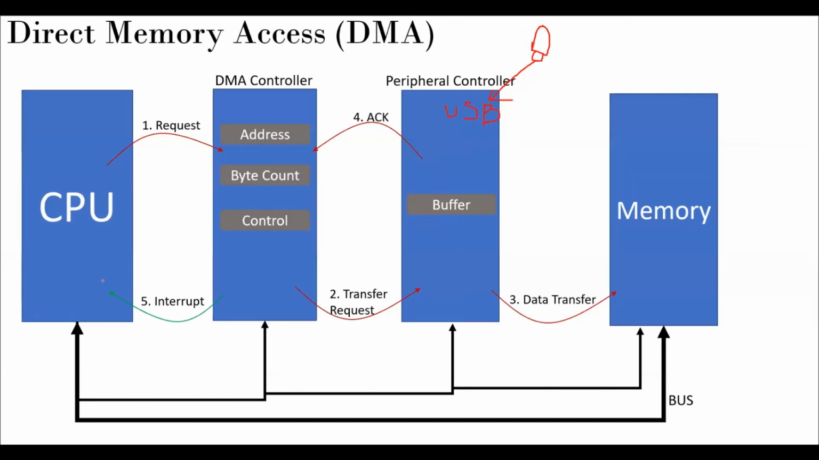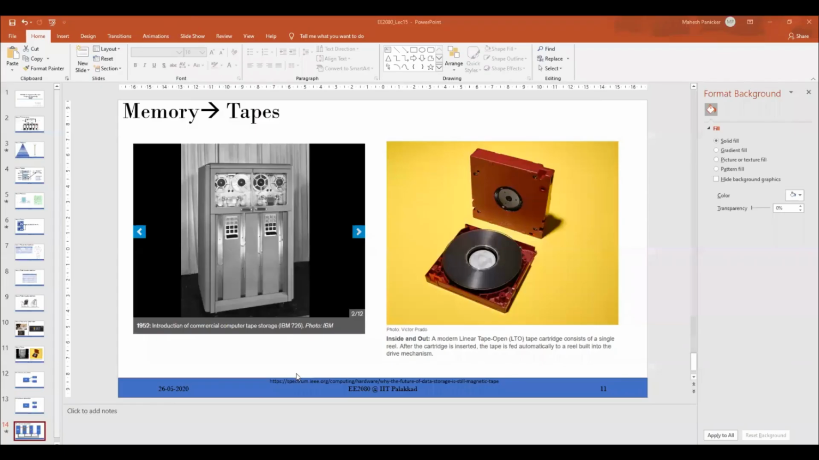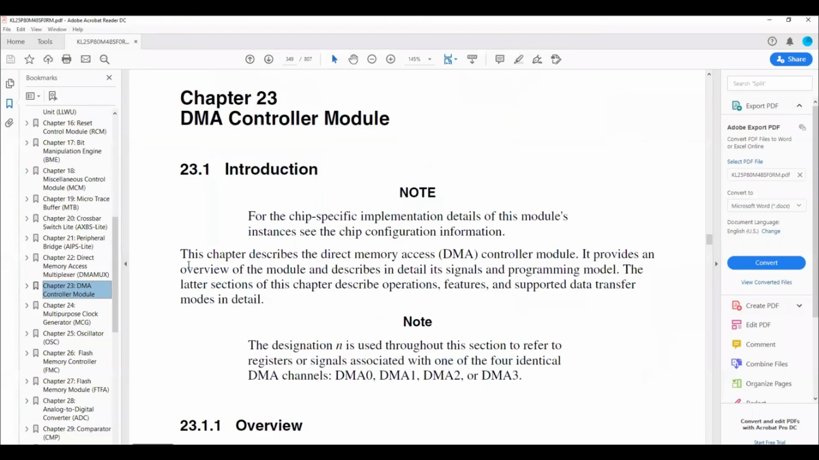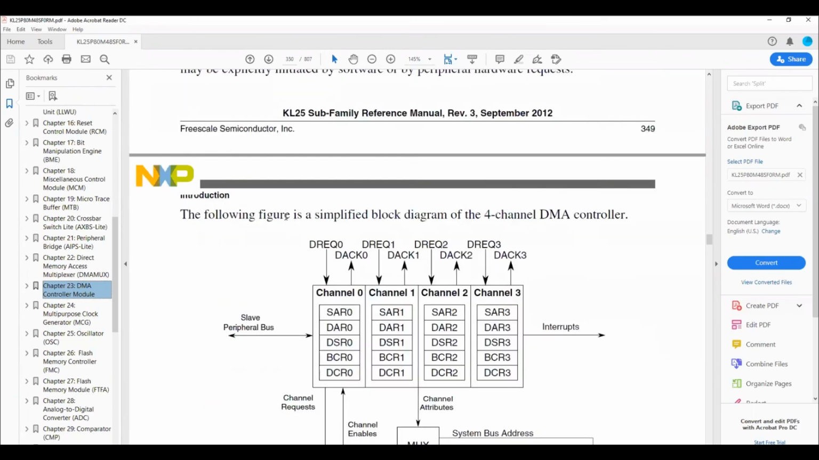So our Freedom board also has a DMA controller built in. I'll just show you that. So go back to your Bible, the document manual. You see chapter 23 and chapter 22 will deal with the DMA mux and DMA module. Those who are interested, please have a look at it.